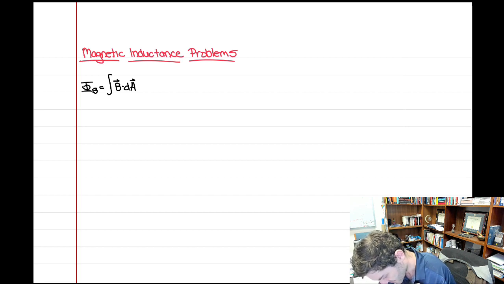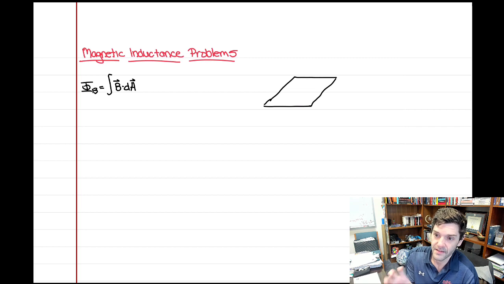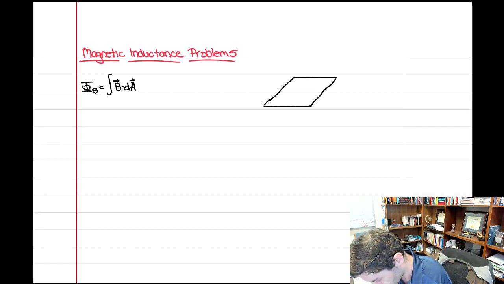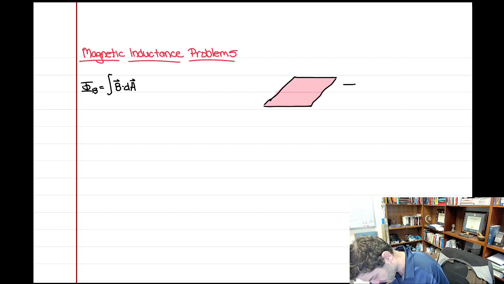you have some surface. Let's draw it as a parallelogram. And there is a well-defined area for this surface. Here I just drew it as a flat plate. So the area is very straightforward. Let me highlight this area. It is 2D, so I can write that it has total area, capital A.